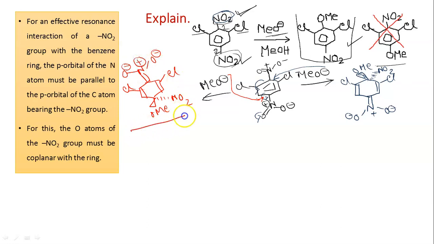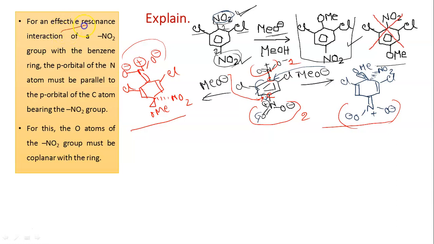Now see, if you compare these two structures, the blue one, which is the attack at NO2 number 1, and the red one, which we get when there is attack at the carbon bearing the 2 nitro group. What is the difference between these two intermediates? In the blue one you can see that the resonance is taking place with this NO2, and in the red one the resonance is taking place with this.